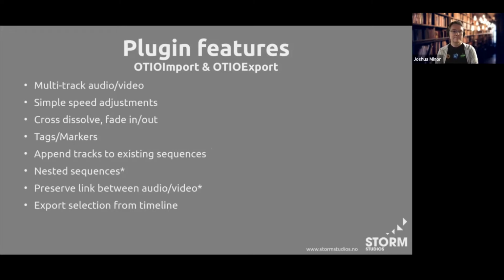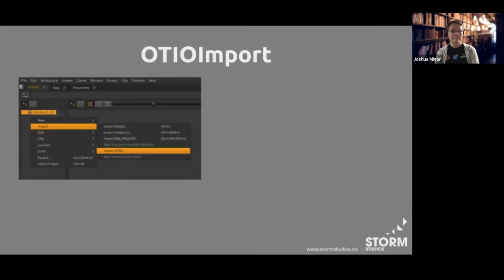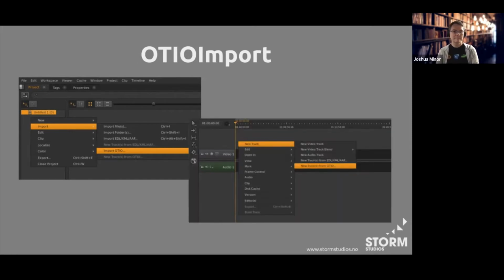Since nested sequences aren't supported in Hiero, this is solved by leaving a gap in the original timeline and creating additional sequences. I preserve links between audio-video tracks for clips, and you can export a selection from the timeline if you like. You get this additional import action in your context menu, either in the bin view or in the sequence or timeline view.